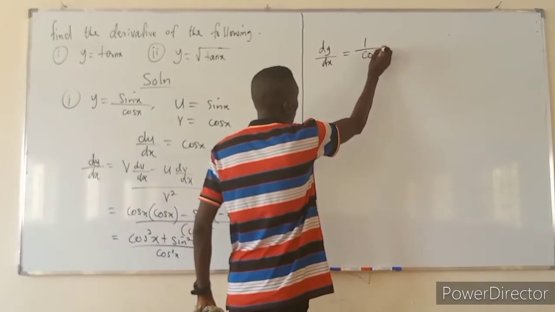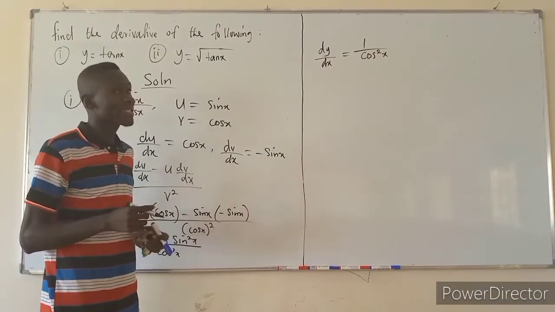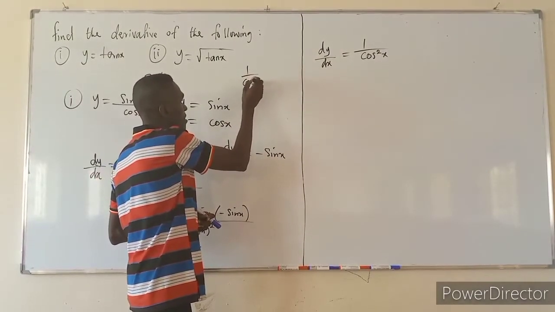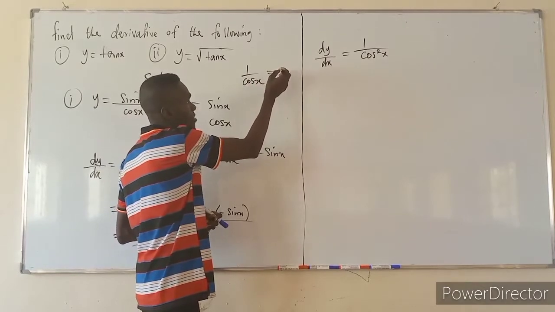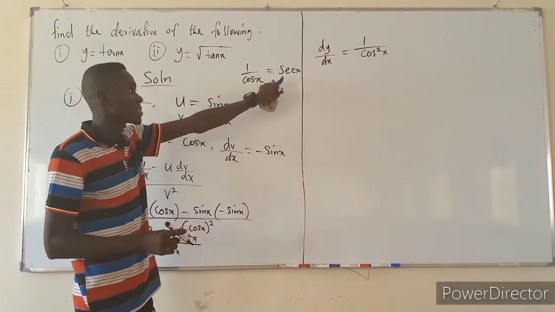Going back to trigonometry again, there's an identity that says 1 over cos x is the same thing as sec x. 1 over cos x is the same thing as sec x.